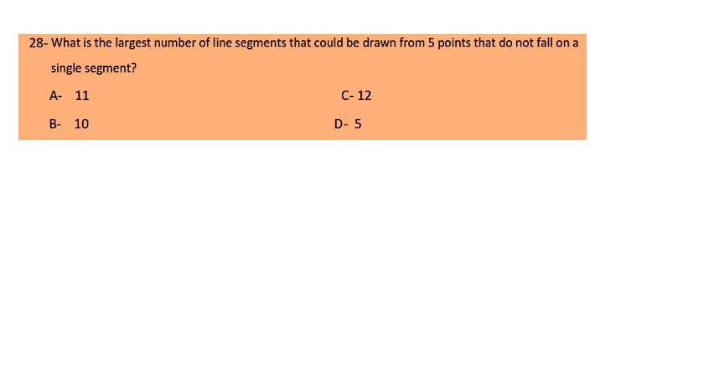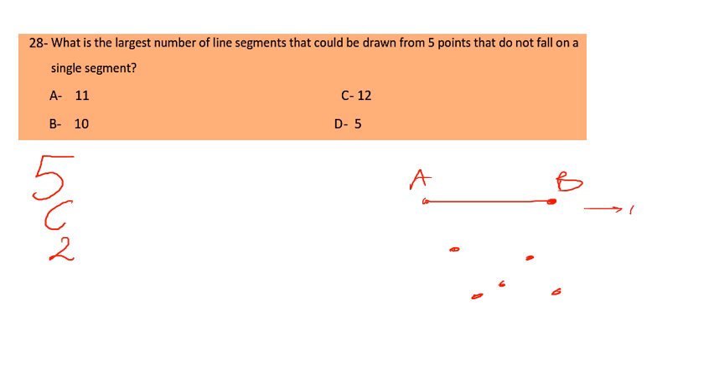What is the largest number of line segments that could be drawn from 5 points not to fall in a single segment? To form a line segment, you need 2 points, for example, AB. So you have 5 points, 1, 2, 3, 4, and 5. And you are going to form from each two of them a line segment. So it's 5 combine 2. Why is it not permutation? Because AB is the same as BA. He is asking for only a single line segment joining any two points.